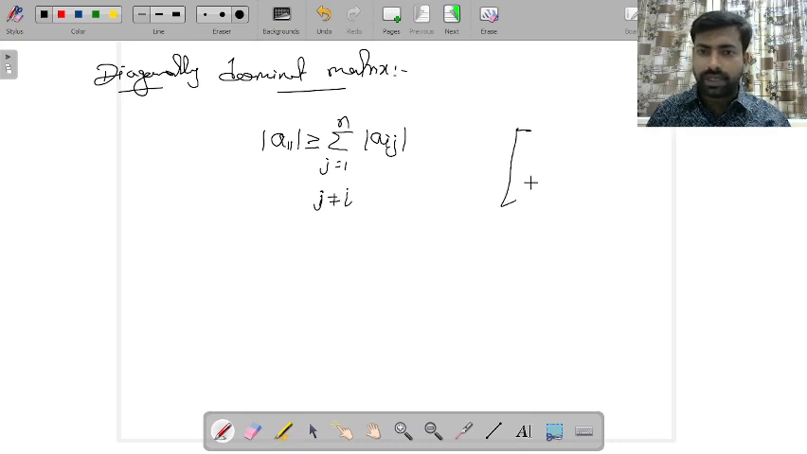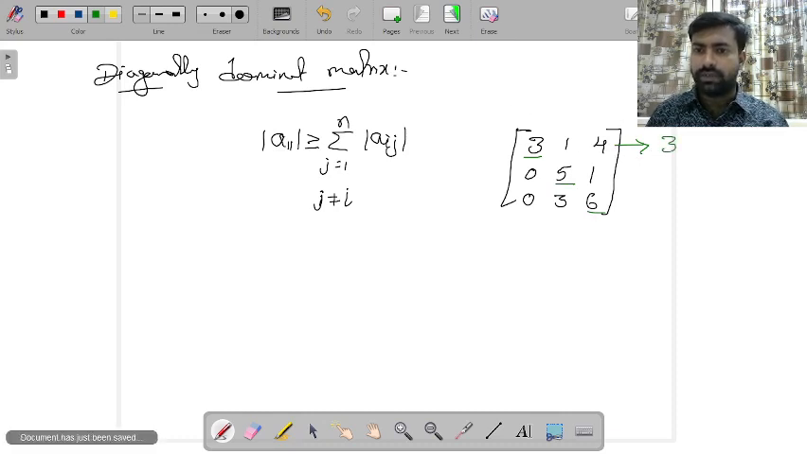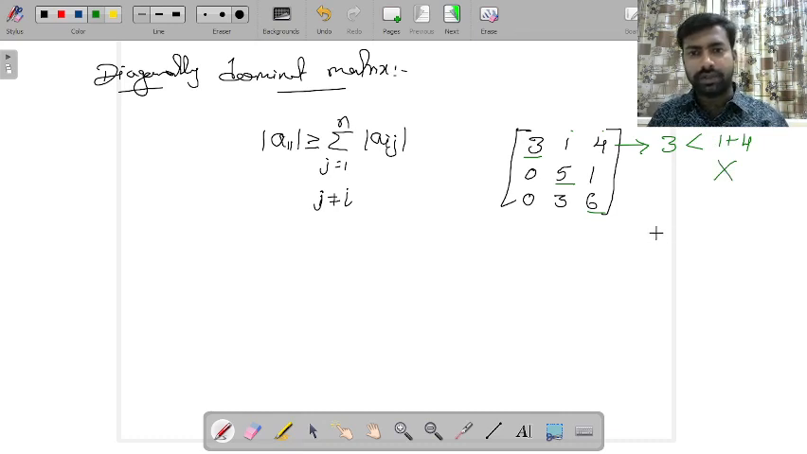Let me take the matrix 3 1 4, 0 5 1, 0 3 6. If you look at this matrix, the diagonal entries are 3, 5 and 6. In the first row, the first element a11 is 3, and the sum of the rest of the entries in that row is 1 plus 4, but the diagonal entry is not bigger than the sum. So this matrix is not diagonally dominant.